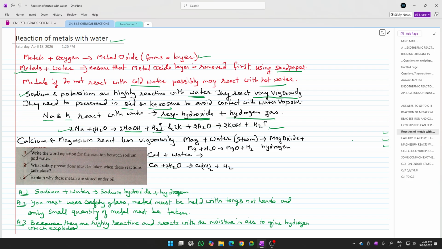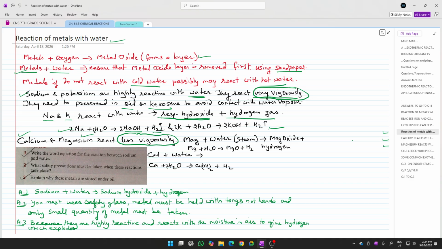Let us start studying calcium and magnesium, and see how they react. But calcium and magnesium are slightly less reactive compared to sodium and potassium, so the reaction will not be very vigorous with water. Calcium and magnesium react less vigorously. Sodium and potassium were reacting very vigorously because they are highly reactive, but calcium and magnesium are less reactive, and therefore the reaction with water is less vigorous.